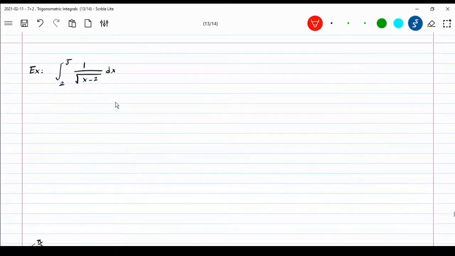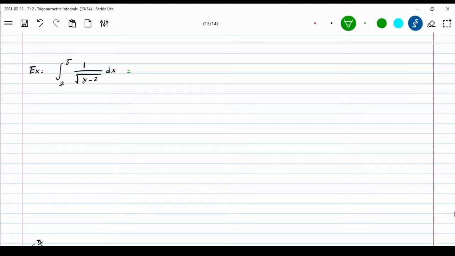I wrote a couple of examples. We can go through those. So let's say they ask you to calculate this integral. What you notice is that around 2, you would have 1 divided by square root of 2 minus 2, which would be 0. So you would have 1 over 0.